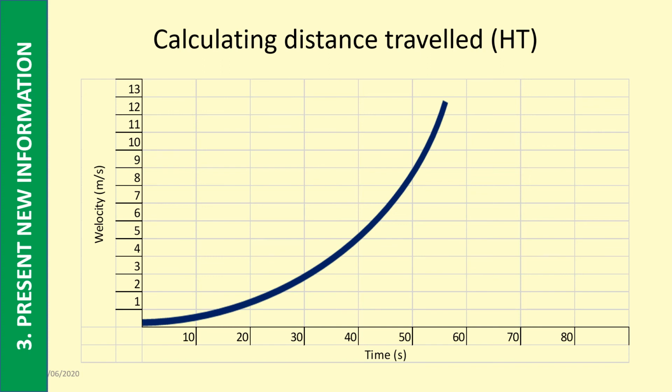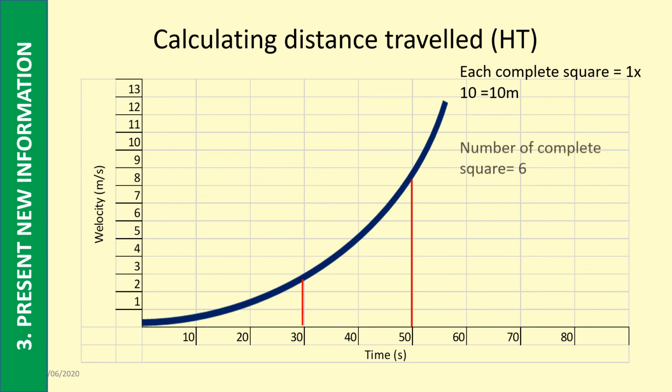So for instance, if I was asked to work out the distance traveled between 30 and 50 seconds for this object, I would go through this process. First of all, I would look at a single square. Now, a single square is 1 unit high, 10 units across. So each of those represents 10 meters. Then what I would do is count the number of complete squares in the part of the journey that I'm interested in. So I would go 1, 2, 3, 4, 5, 6. So there are 6 complete squares.